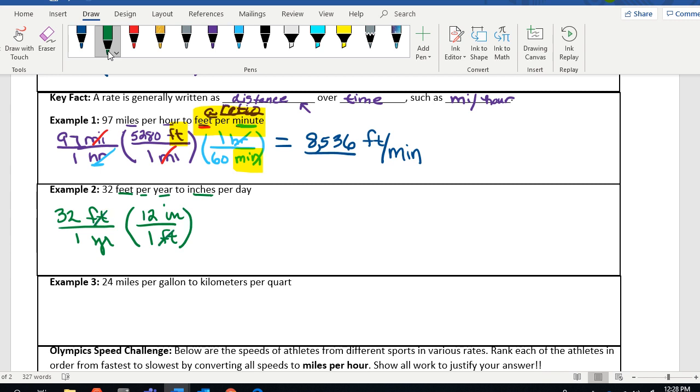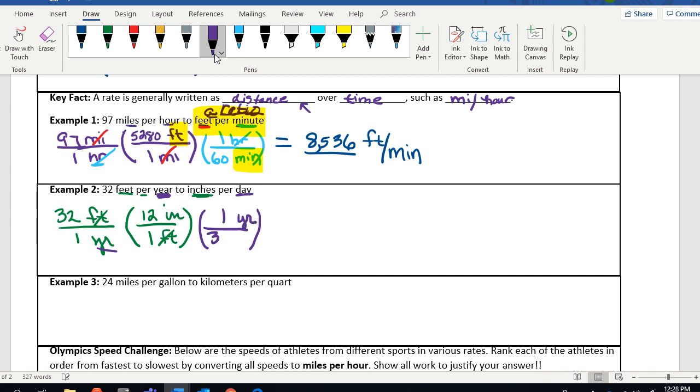I've got the inches. Inches done. Okay, so next thing, I'm going to go from years to days. There are 365 days in a year. Now be careful, years is on the bottom, so I want year to go on top.